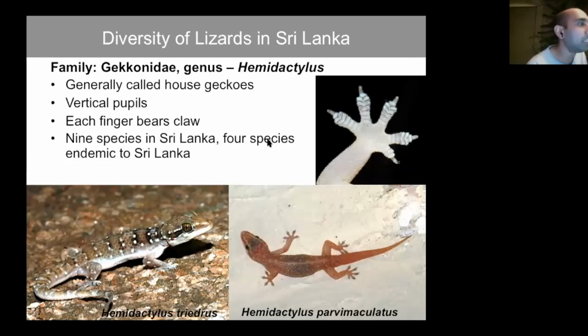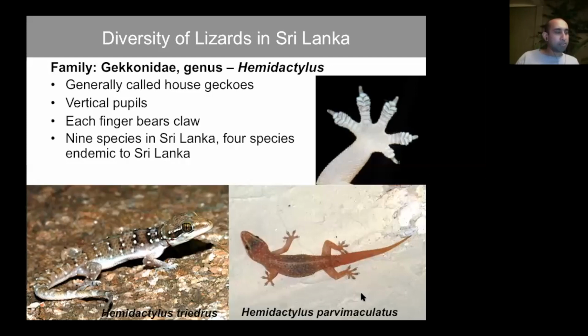Then we have another genus called Hemidactylus. Again, several species are found inside houses. Of the 9 species, 4 species are endemic to this country. Hemidactylus pavimaculatus is another species that is found inside houses. It's quite common inside houses as well. Just like Gehyra mutilata, you could see both of them almost together.